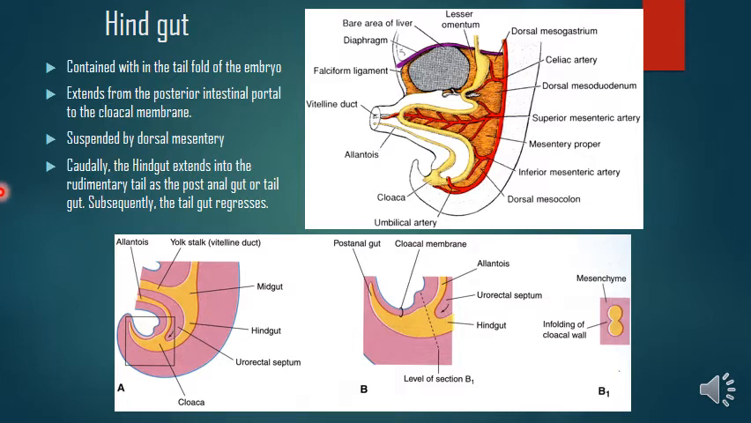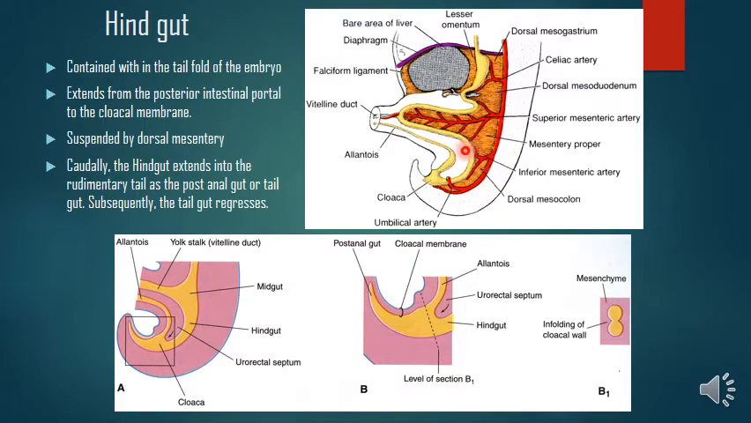So the hindgut is that part of the primitive gut which is contained within the tail fold of the embryo. If you see, this is the tail fold of the embryo, and this portion is nothing but the hindgut. This extends from the posterior intestinal portal to the cloacal membrane here.